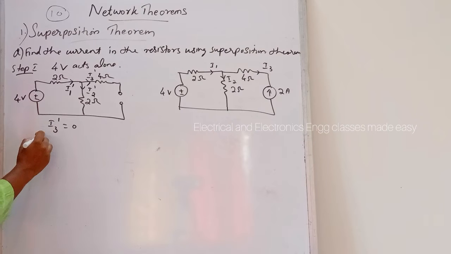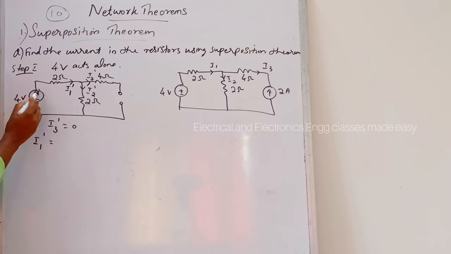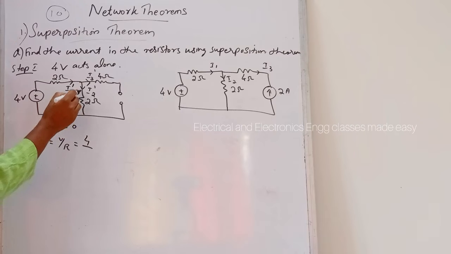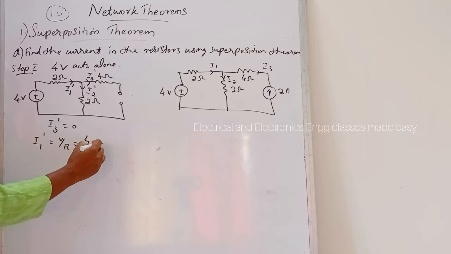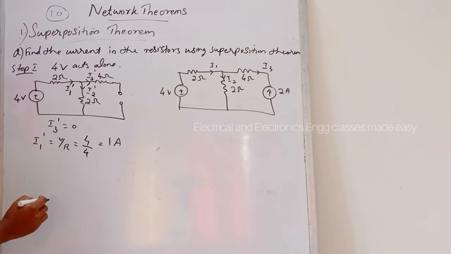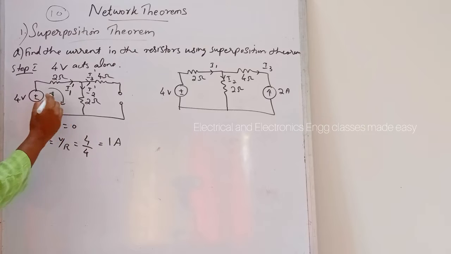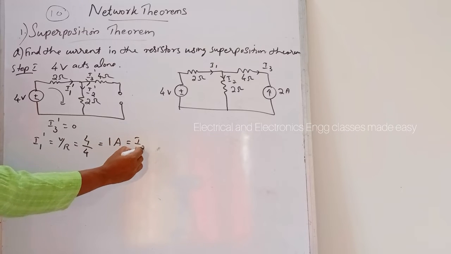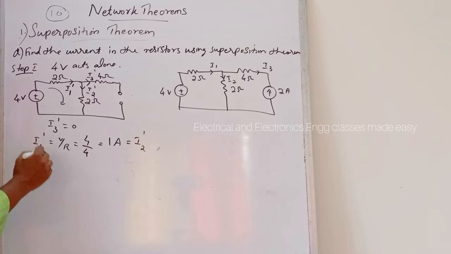Then I1 dash is equal to V divided by R, that is 4 divided by the total resistance 4, equal to 1 ampere, which is the same as I2 dash, because the same current flows in this direction. I3 dash is 0. So I1 dash is equal to 1 ampere, which is equal to I2 dash. Now consider the 2 ampere current source acting alone. That is step 2.